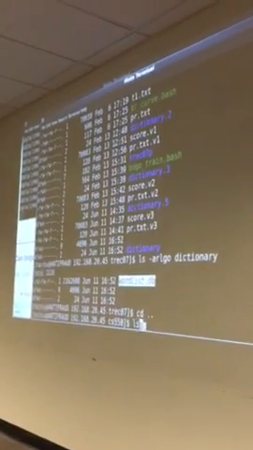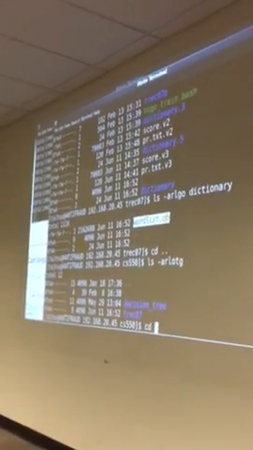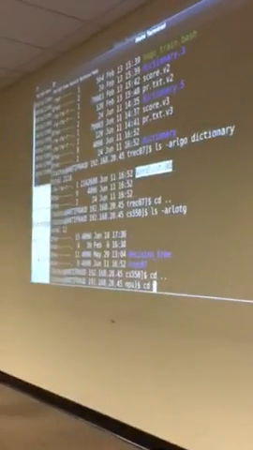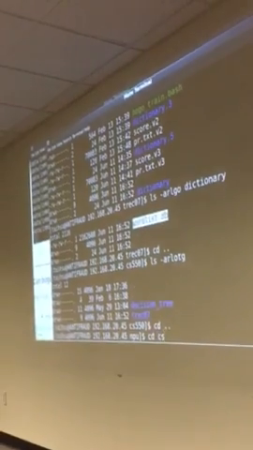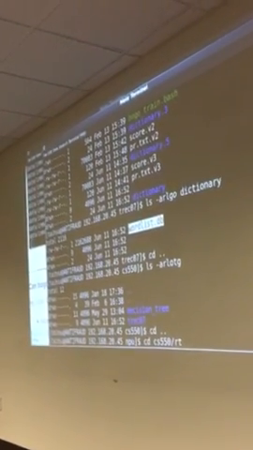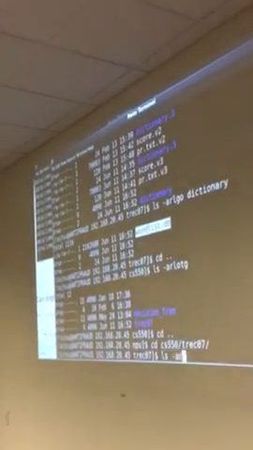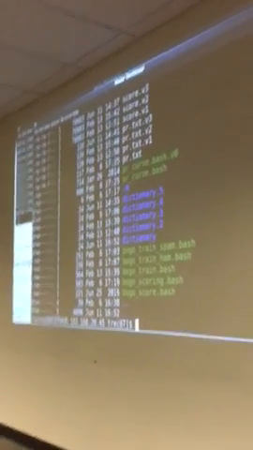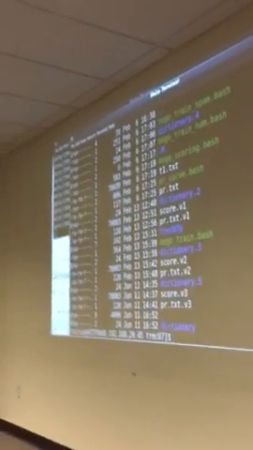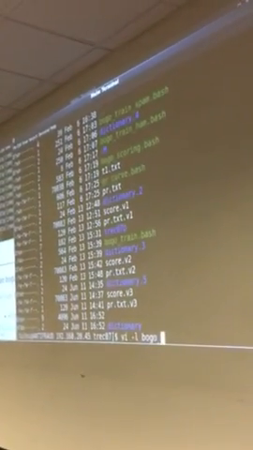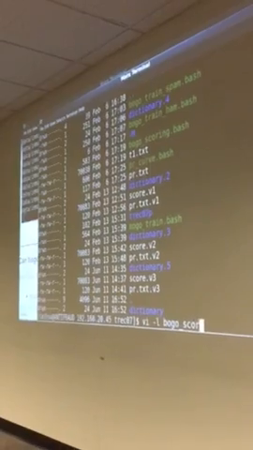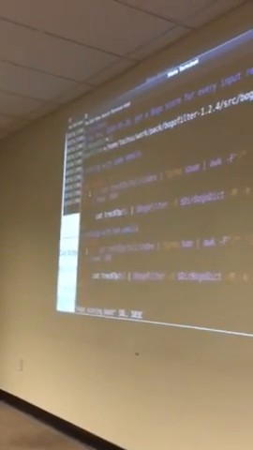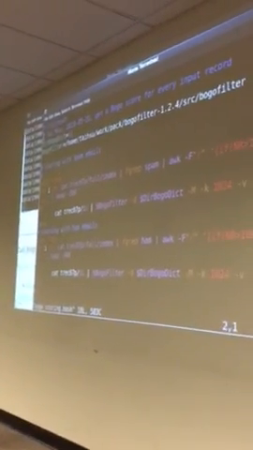Alright, so here. Now, alright, so I also need to do the scoring. Scoring is actually for testing. So I have a training data set. I also have a testing data set.